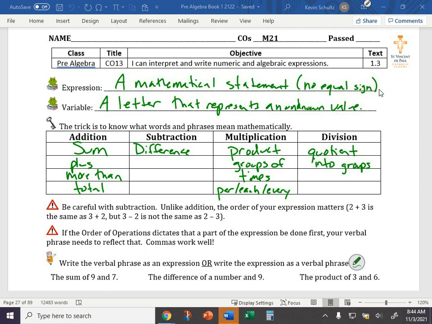How about division? Let's go back to division a little bit. Other words, phrases for division. Yeah. Divided by, put that in there.